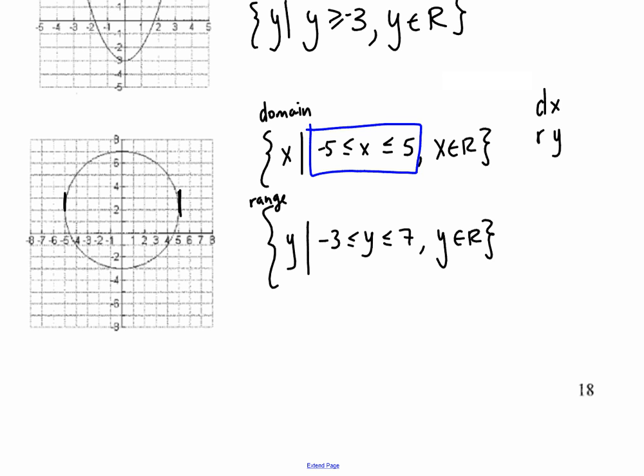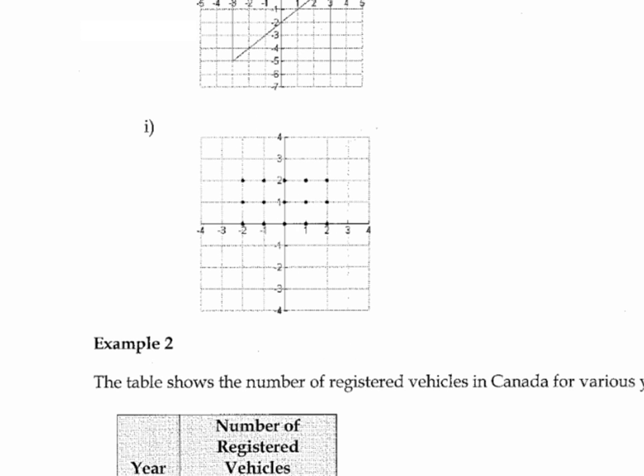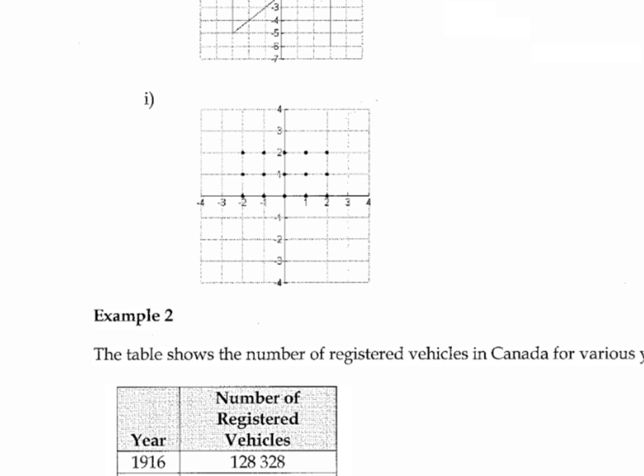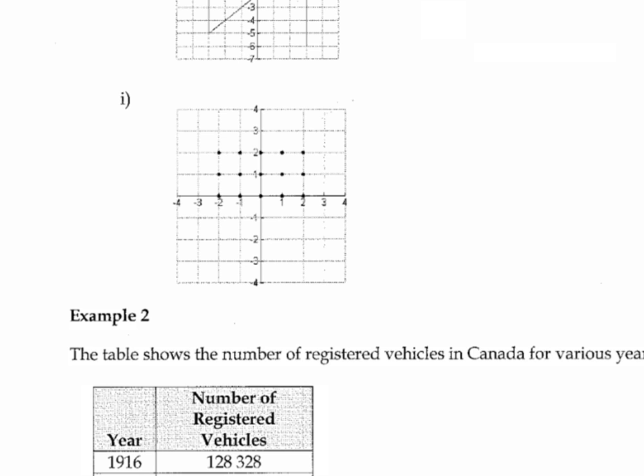So let's turn to the next page and look at I. I'm going to show you two ways that you could write I. Two different options. We could actually just write the elements of the set. For domain, what are the values of our x? -2, what else? -1, 0, 1, and 2, okay?